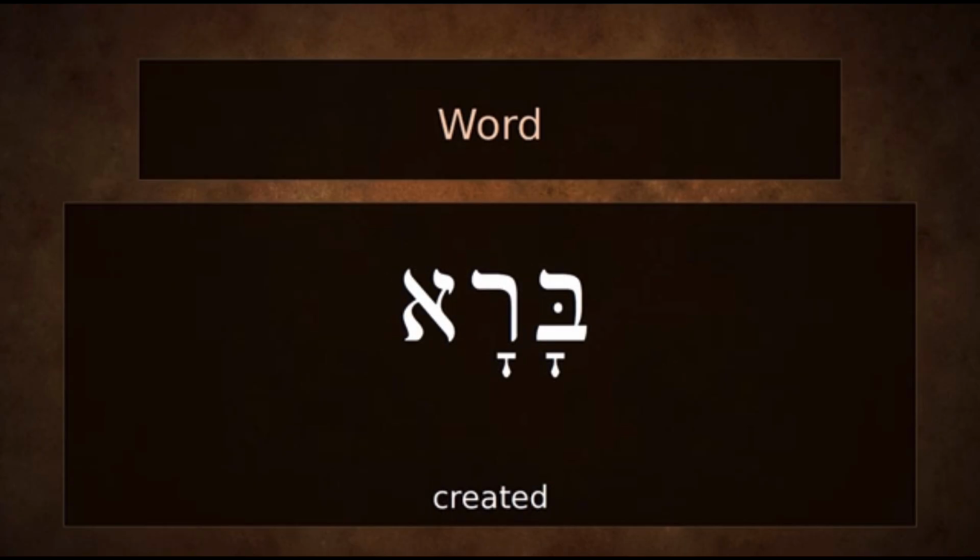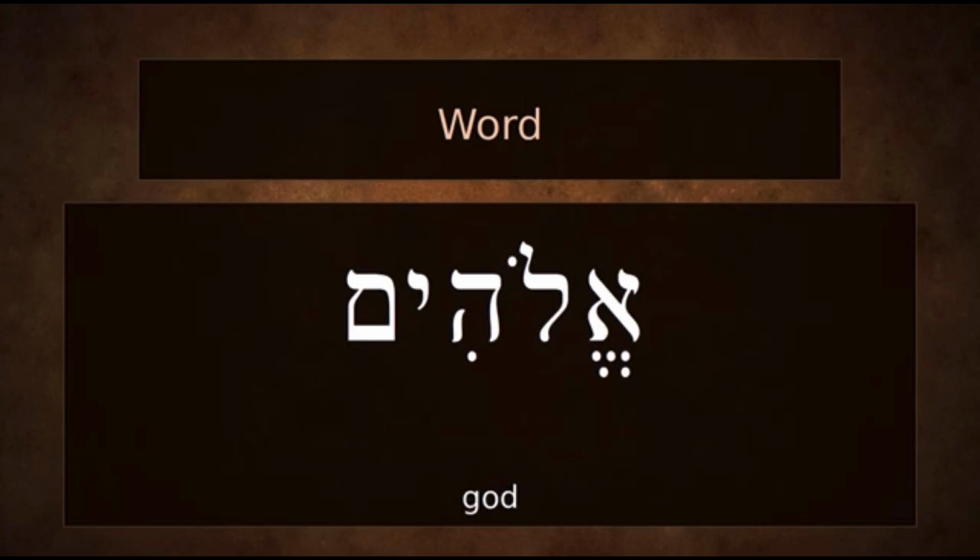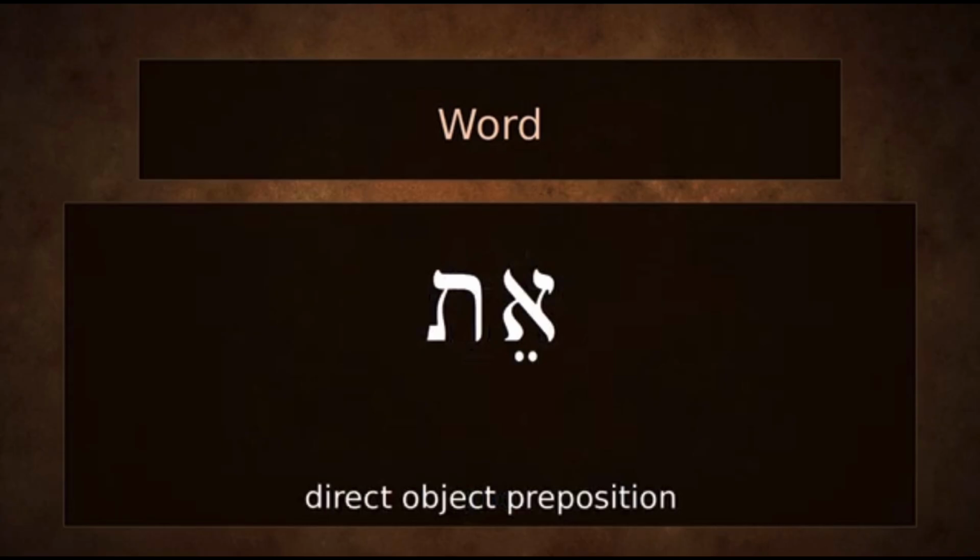Here is our second word. This is pronounced bara. We haven't learned this word yet either. Bara is a verb, and it means created. So here we've found the verb for our sentence. Now we just need to find the subject and the object. Here is our third word. This is pronounced Elohim. This is a word we've already learned. It means God.